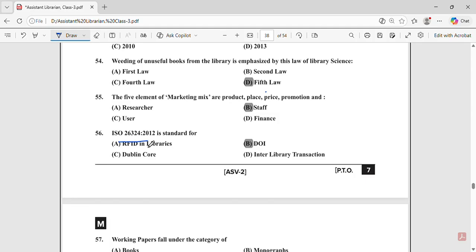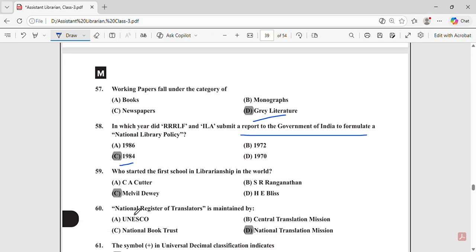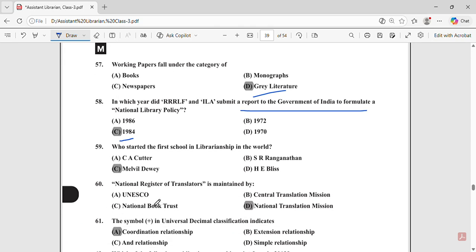ISO 26324:2012 is the standard for the DOI. Working papers fall under the category of grey literature. In which year did RRRLF and ILA submit a report to the Government of India to formulate a national library policy? 1984. Who started the first school in librarianship in the world?